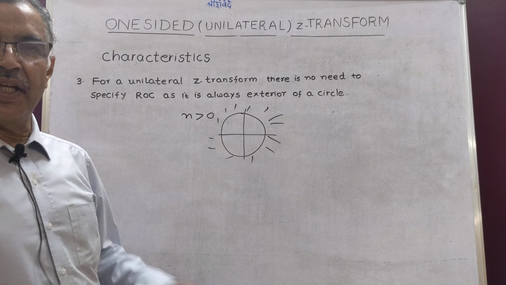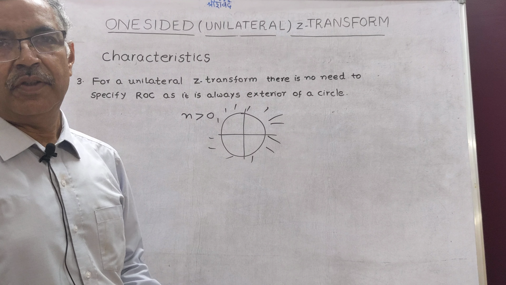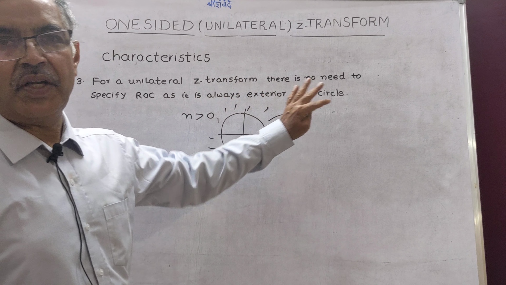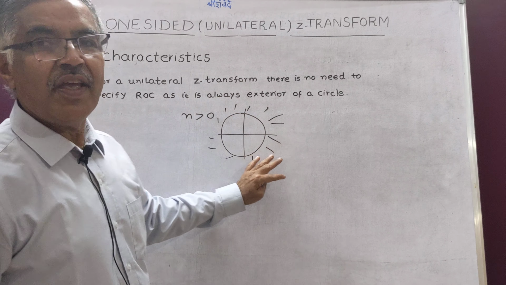So in the case of the unilateral Z transform, there is no need to mention again and again what the ROC is. ROC is always the exterior of a circle.